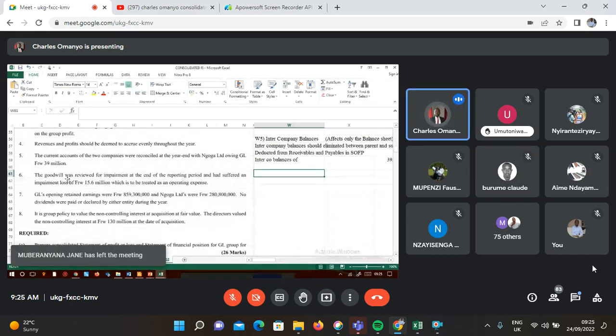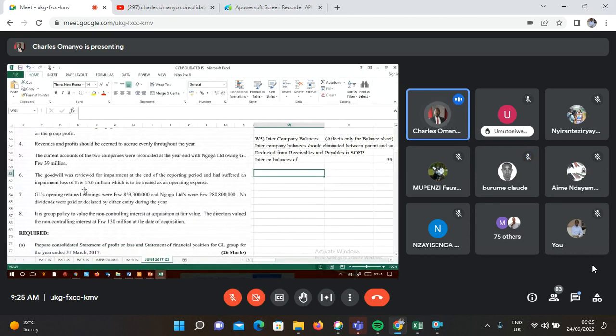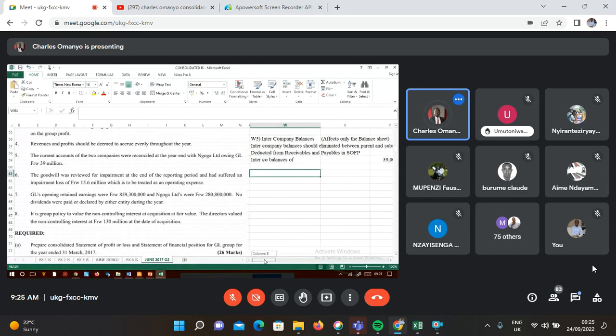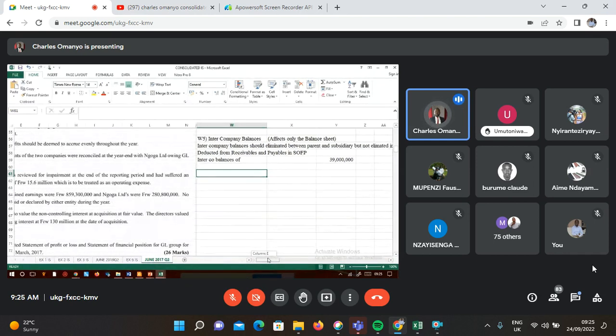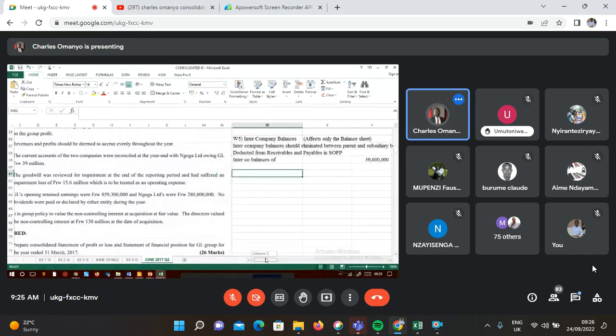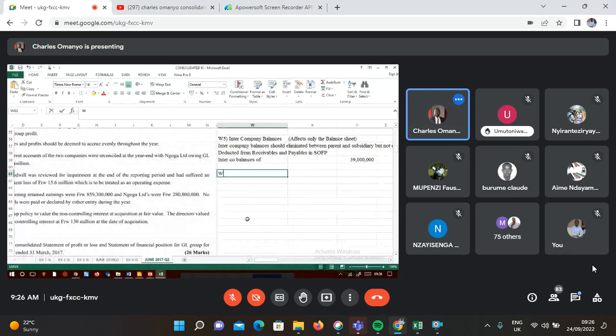Okay, next point. Goodwill was reviewed for impairment at the end of the reporting period and has suffered an impairment loss of 15.6 million, which is to be treated as an operating expense. You agree operating expense is part of the income statement. So working 6.